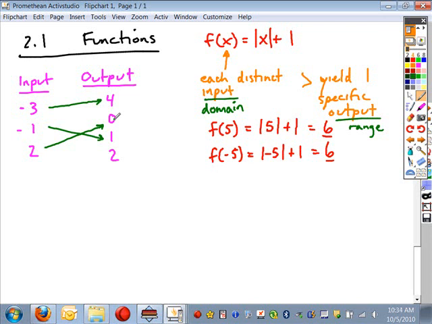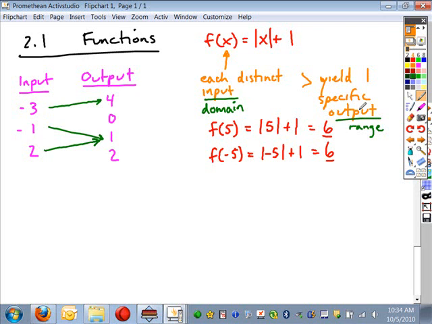Now, what if I did something like this? Would this describe a function? For any input, it's always going to end up with the same output. Yeah, it's still a function, right? -3 corresponds to 4. -1 yields a 1. 2 yields a 1. It doesn't matter that the outputs aren't distinct. They just have to be specific. They have to be the same and consistent all the time.